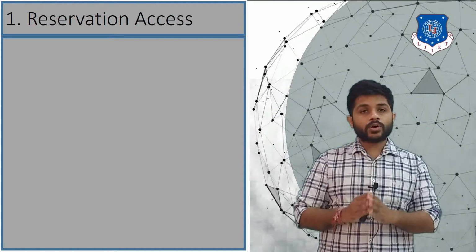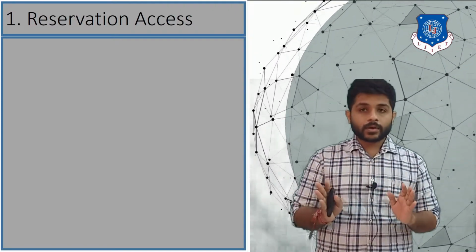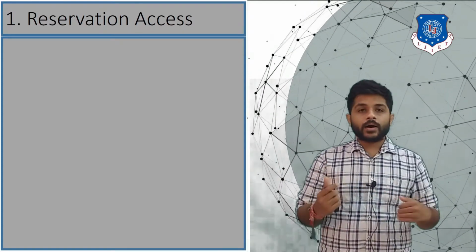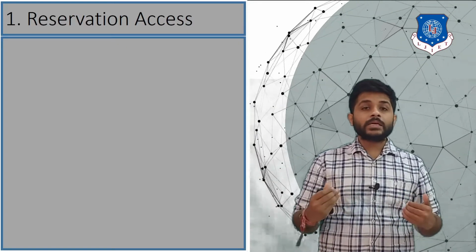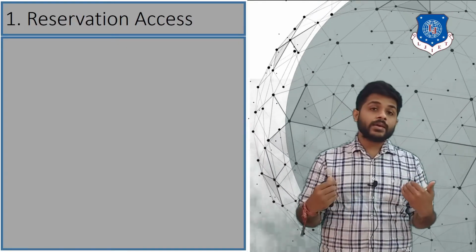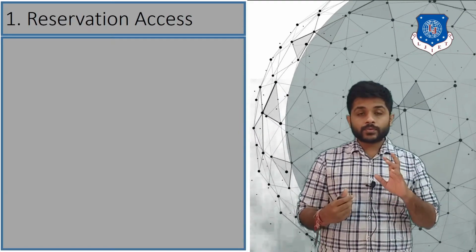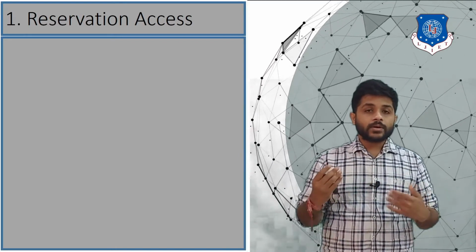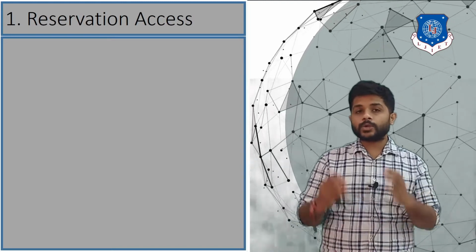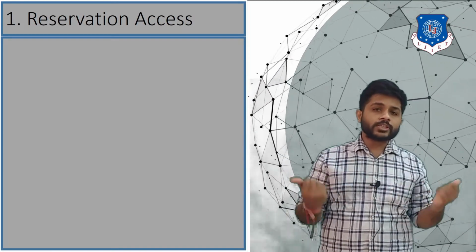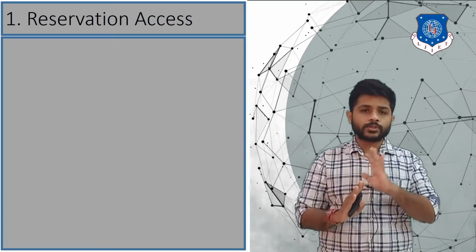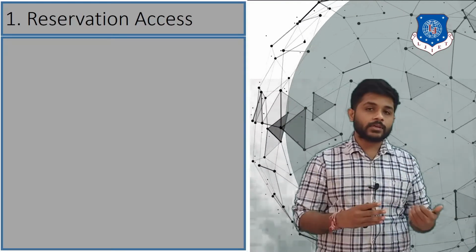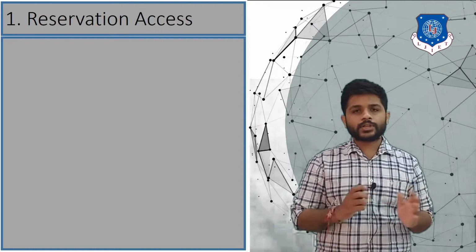After the reservation slot of device 1 is completed, the next 1 second is for device 2. Again, device 2 has to announce whether it wants to send data or not. If it wants to send data, it will send 1 in its reservation slot. If it does not want to send data, it will send 0. When all the stations receive 0, they will understand that device 2 does not want to send any data and has skipped the transmission. So this is how the reservation access works.